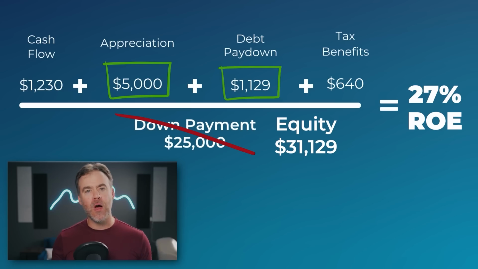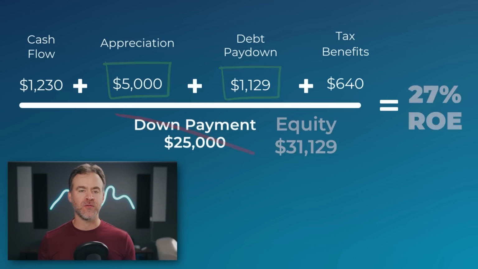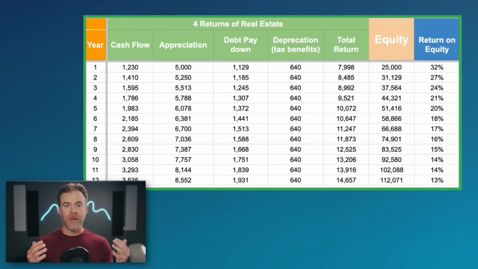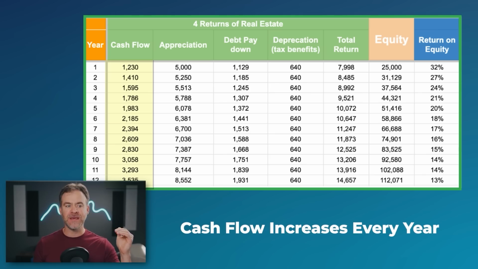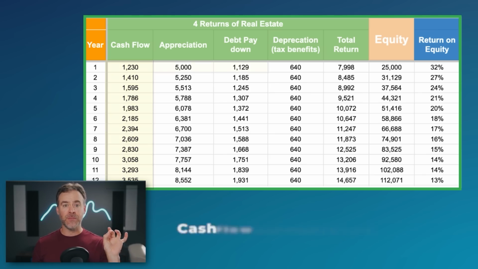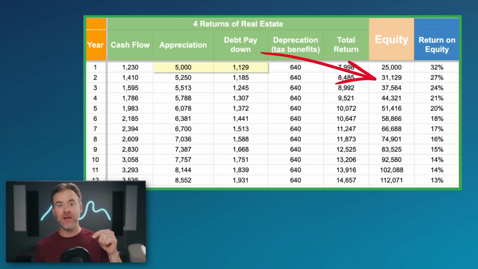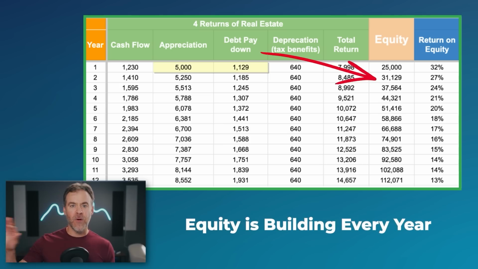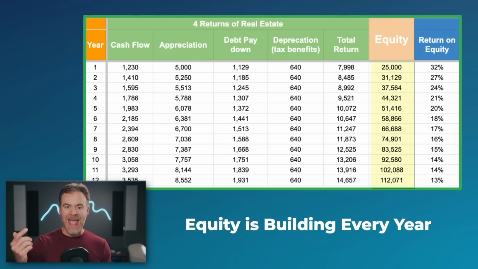Now, don't get overwhelmed by this table I'm about to show you on the screen, but it shows you this property and what happens in year one, year two, year three. Look at that first column, the cash flow. The cash flow is going up every single year. But now you can see that appreciation and debt paydown from year one gets added to the equity in year two. And then if you look at the far right here, what keeps happening? Your equity increases. And then your return on equity actually starts going down every single year. It goes from 32% to 27% to 24%.